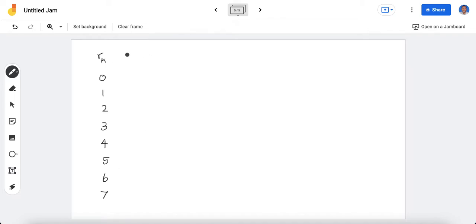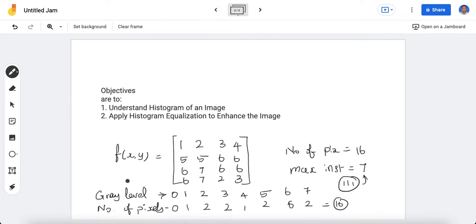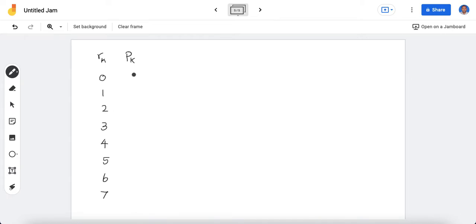Now the number of pixels available in each intensity, that we have to make. So once again we have taken it here, the same that we are going to represent once again: 0, 1, 2, 2, 1, 2, 6, 2. That is, intensity 0 has 0 pixels, 1 has 1, 2 has 2 pixels, 3 has 2 pixels, 4 has 1 pixel, 5 has 2 pixels, and 6 has 6 pixels, and 7 has only 2 pixels.